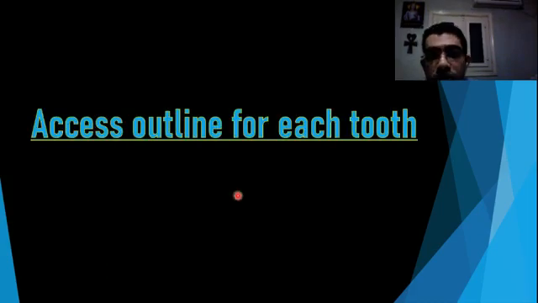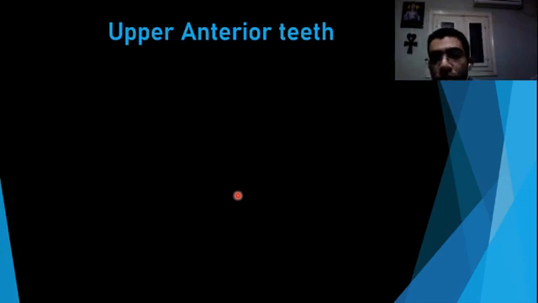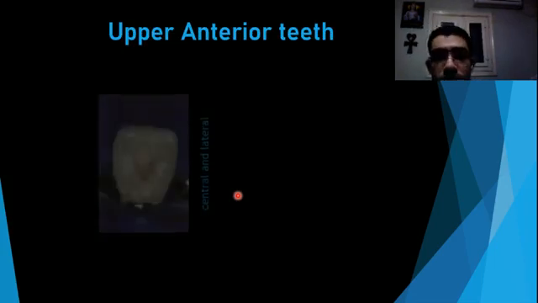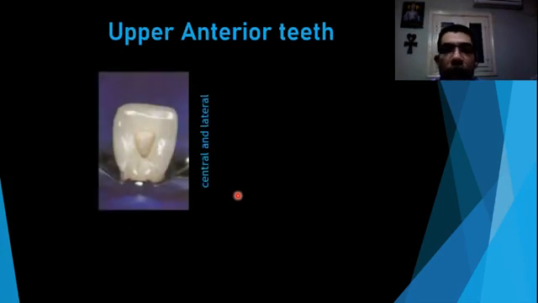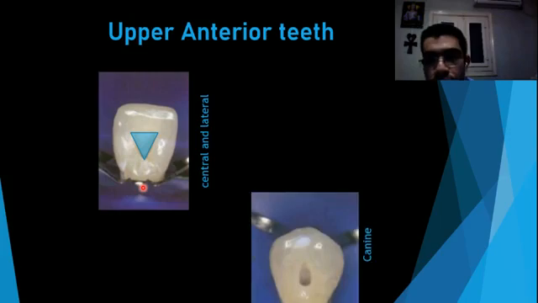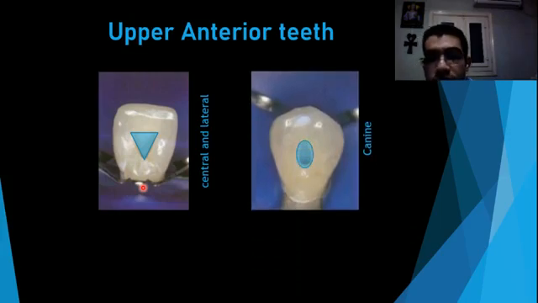Now we'll discuss the outline form for each tooth, the access outline form for each tooth. For upper anterior teeth, the outline is at the middle of the middle third for the upper central and lateral incisors, and it's nearly triangular in shape. For the upper canine, it's nearly oval and also in the middle of the middle third.